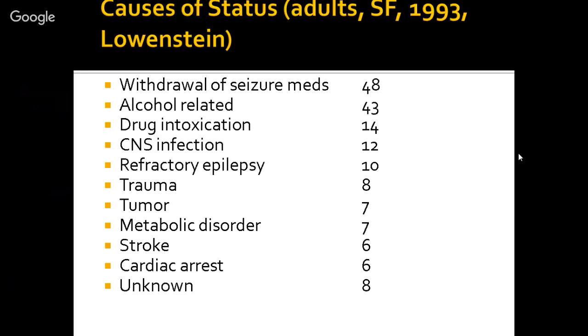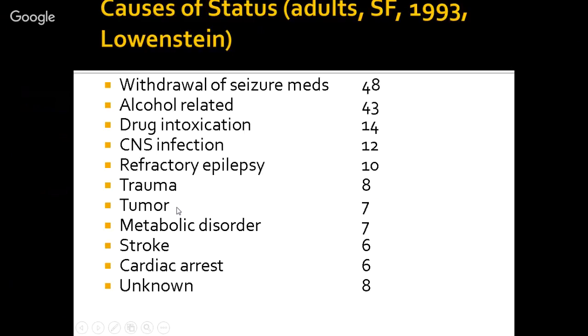Cases of status in adults. This was a study in San Francisco in 1993. Causes, as you see way up there, is withdrawal of seizure medicines, and that's a pretty powerful stimulant. Alcohol withdrawal is the second. Drug intoxication itself, rather than withdrawal, and then CNS infection, and we go through some other causes.